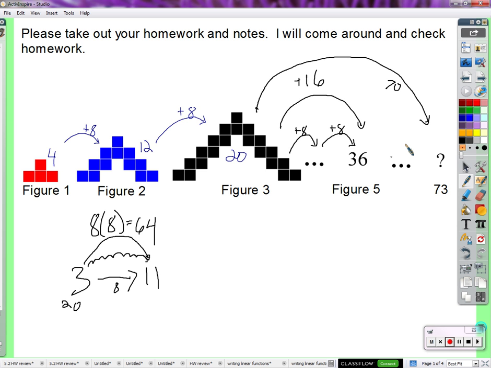All right, figure 73. Times 8. What do you think? Andrew, do you agree with 70 times 8? Yeah. 70 times 8. To get from 3, we would add on 70 eights. Okay? We would add on 8 70 times.